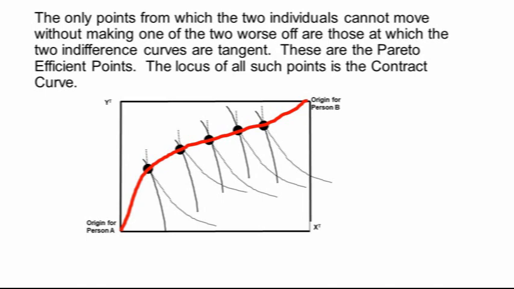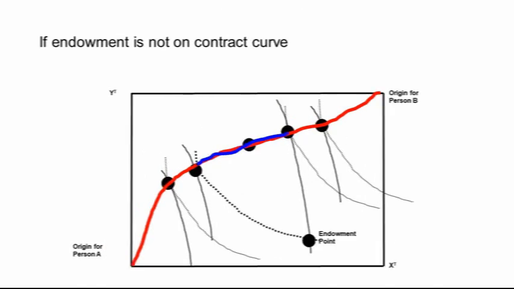Since the individuals will always move from a distribution that's not Pareto efficient to one that makes them both better off, they eventually will trade to a point on the contract curve. If we start from a particular endowment, like my endowment point that I have here, which points on the contract curve make both better off? Well, the contract curve goes all the way from person A's origin to person B's origin when we don't know what the endowment is. But once we see what the endowment is, there's a limited number of points on the contract curve that could make both better off.